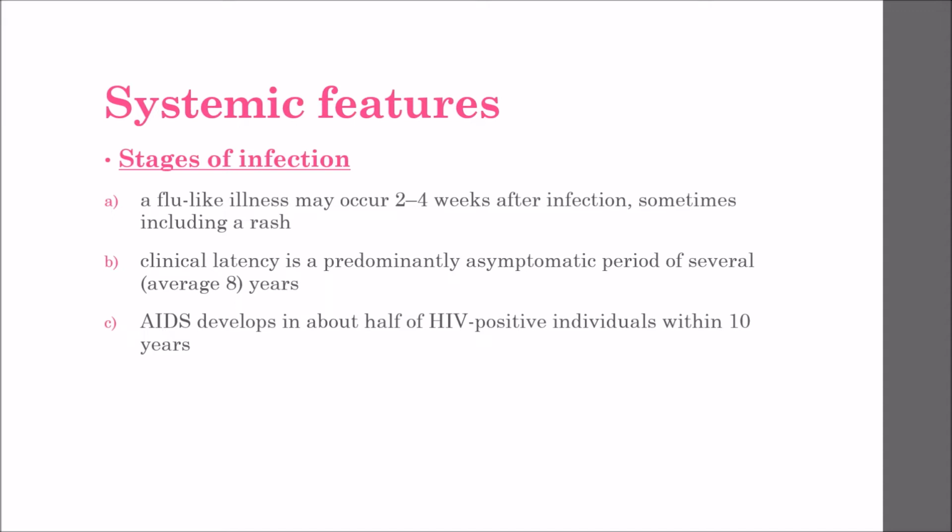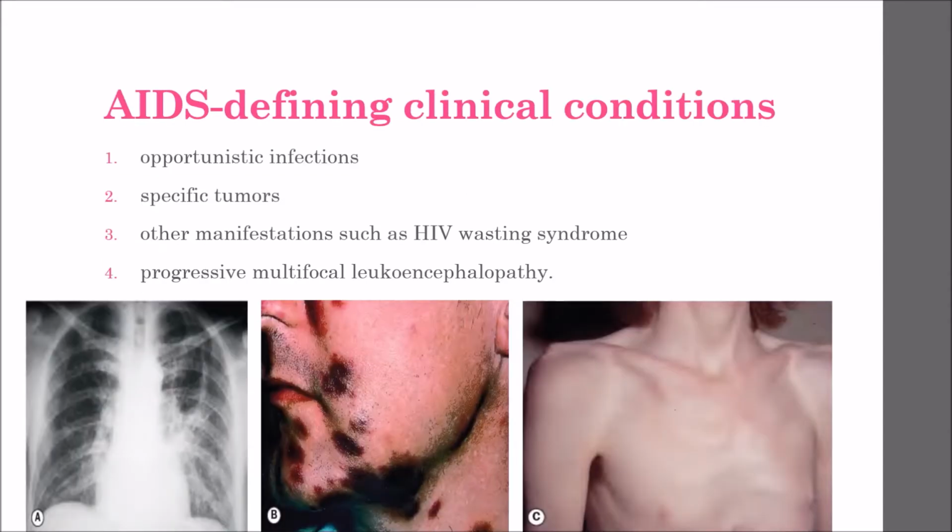And after that, acquired immunodeficiency syndrome or AIDS develops in about half of HIV positive individuals within 10 years, and is defined as HIV infection with either a CD4 T cell count less than 200 cells per microliter, or the development of one or more AIDS defining conditions. Now, there are certain AIDS defining clinical conditions, and we are going to discuss each one of them.